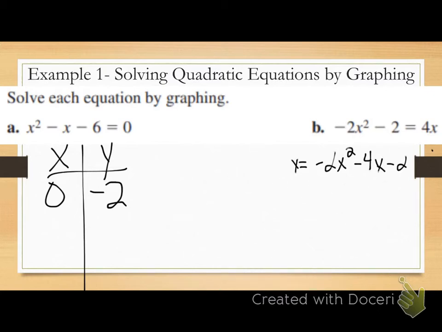Someone raise your hand and pick another value for me to plug in. We'll see what happens. If we pick 5, it'll be 5 squared. What's 5 squared? 25. 25 times negative 2 is negative 50. 5 times negative 4 is negative 20. So negative 50 minus 20 would be negative 70. Negative 70 minus 2 would give me negative 72. It's going to be way off my graph. Let's pick smaller numbers. I like 1.